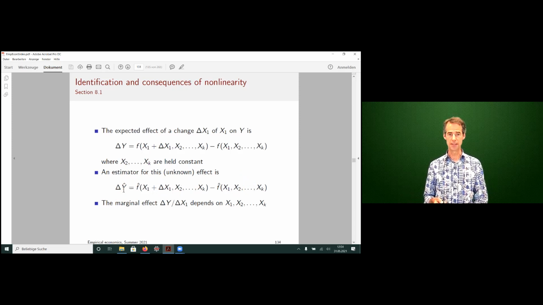The important point here is that the marginal effect, so the change in y as a result of a change in x1, depends on the values of all regressors. That's new, because in the linear regression model, everything cancels out, and the value of the marginal effect is just constant. It doesn't matter where you're placed. It doesn't matter which values the regressors have. But here, the marginal effect of y on x1 depends on the values of all regressors. That's the new problem here.